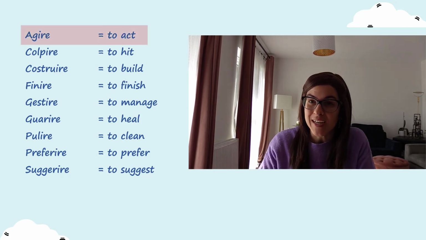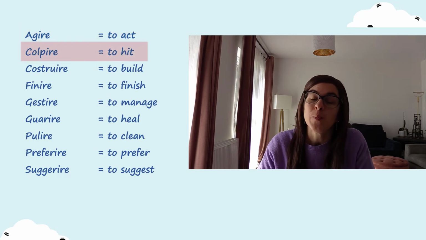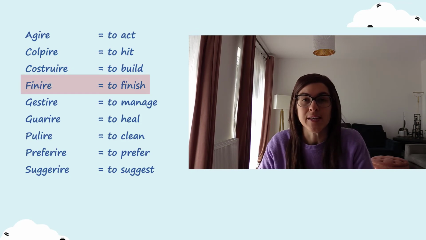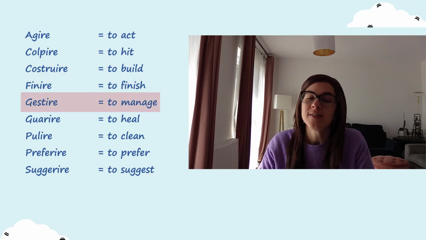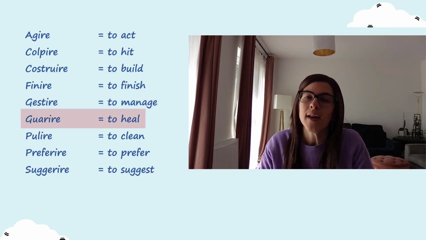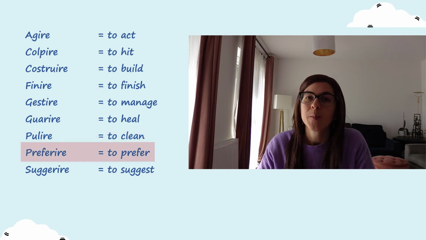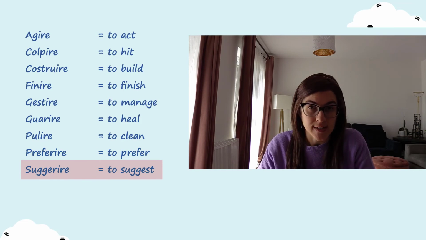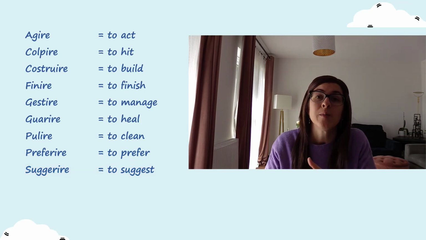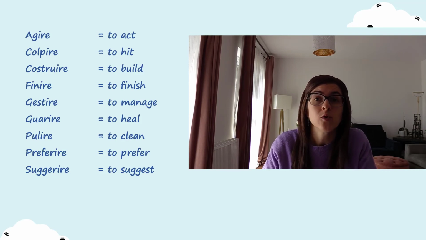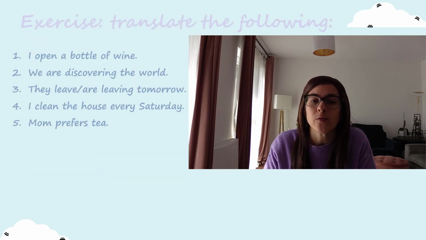So agire, to act, colpire, to hit, costruire, to build, finire, to finish, gestire, to manage, guarire, to heal, pulire, to clean, preferire, to prefer, and suggerire, to suggest. This list is not extensive, but at least it's a few of the most popular, the most used verbs that conjugate like capire. And I would like you now to do a little exercise.